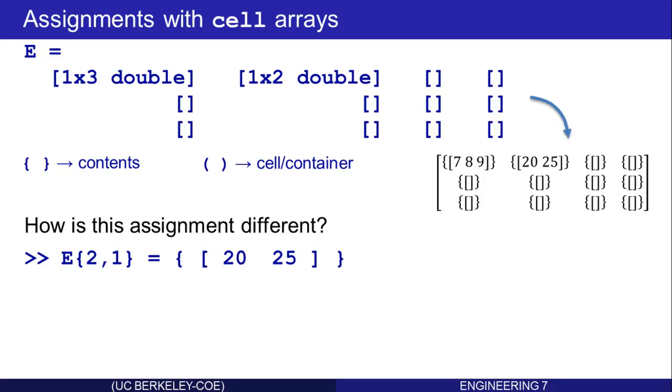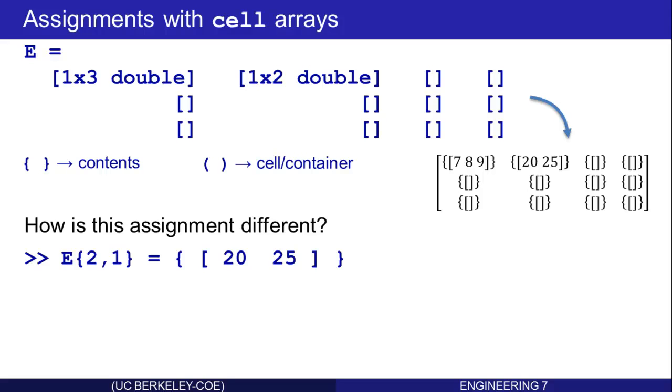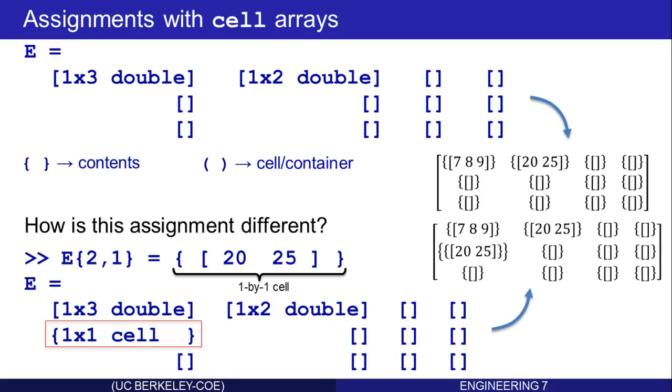Well, let's stop and think about the different meaning of the curly brackets on both sides of this assignment. On the left-hand side, they mean a contents assignment. The contents of the 2,1 cell of E are being assigned the right-hand side, whatever it is. On the right-hand side, the curly brackets are simply putting the array 2025 into a cell. This gives the result that the contents of the 2,1 cell of E is in fact a 1 by 1 cell. Here we see it more visually. The contents of the 2,1 cell of E are themselves a cell array. This is different from the 1,1 and 1,2 entries of E, where the contents are simply double arrays.